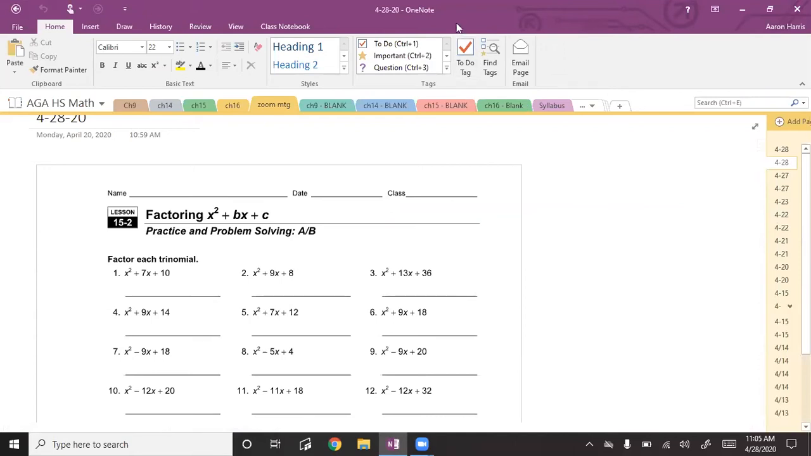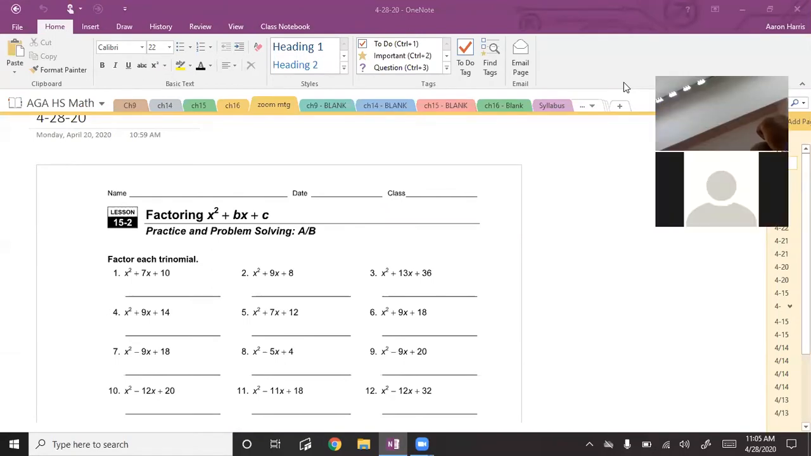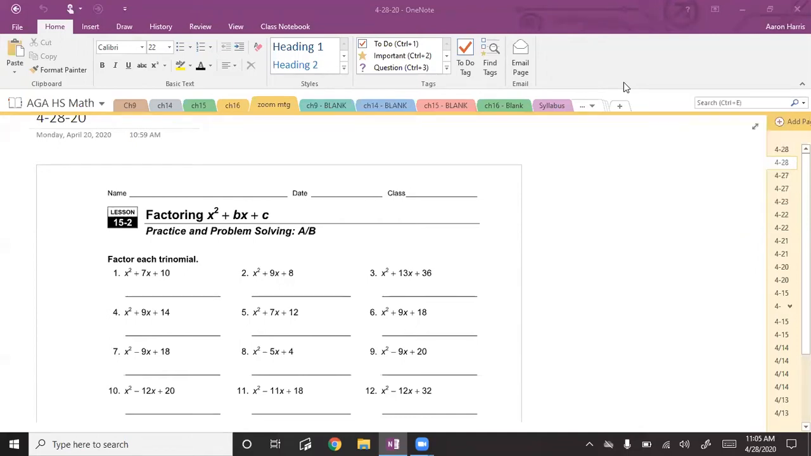Factoring. Who's the first person that is going to help me? Let's see who it's going to be. Hi, Aaliyah. No. Pick somebody else. Yeah, I'm eating. Pick somebody else. That's all right.